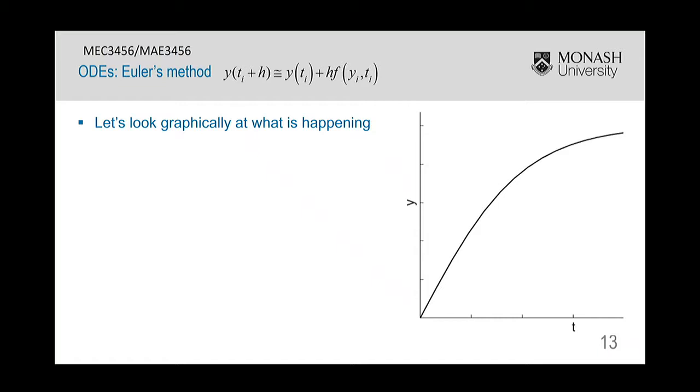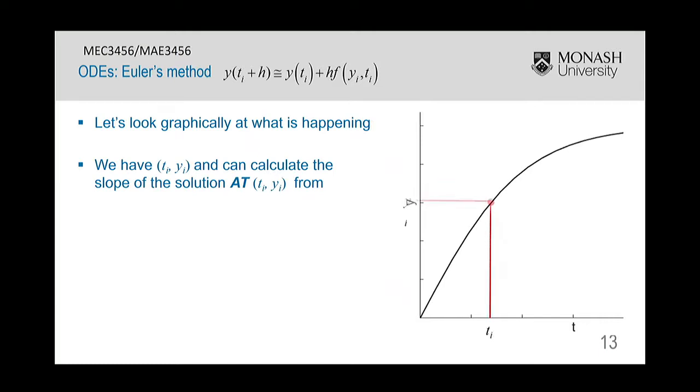Another way of looking at this is to look graphically at what is happening here. So imagine we have the point ti, yi, and we can calculate the slope of the solution at that point. Of course we can, from the function that we're given in the original ODE. So we have the solution at the red point here. The slope of that solution is just given by that blue line there, and it's exactly given by that function of ti and yi that we have on the right hand side of the ODE.